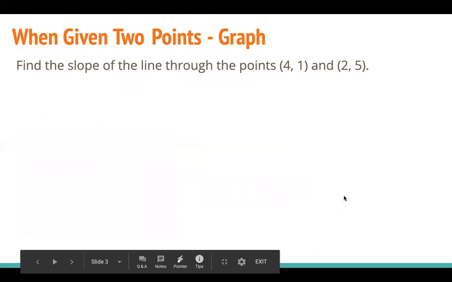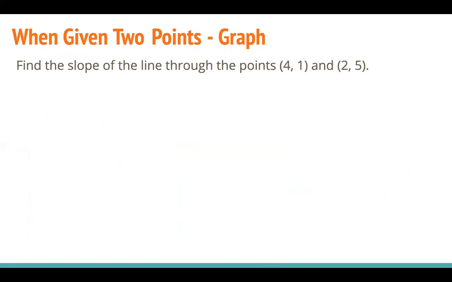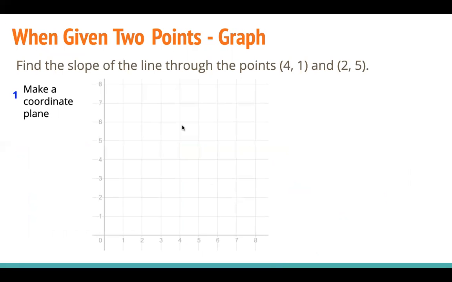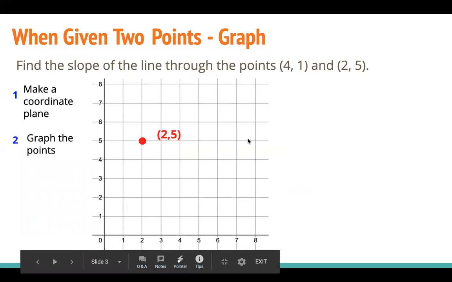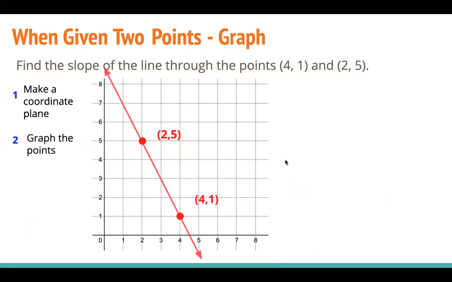When I'm looking for the slope of a line, if I'm just given 2 points, there are kind of 3 distinct methods I can use. The first is a graph, and the first step for a graph, if I'm looking to find the line through the points (4, 1) and (2, 5), is to make a coordinate plane. These are both positive, so I just made quadrant 1. Graph the points. So I went over 2, up 5, and then I went over 4, up 1, and I've got my 2 points.